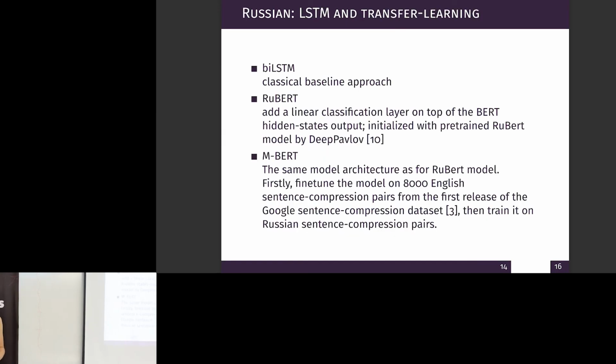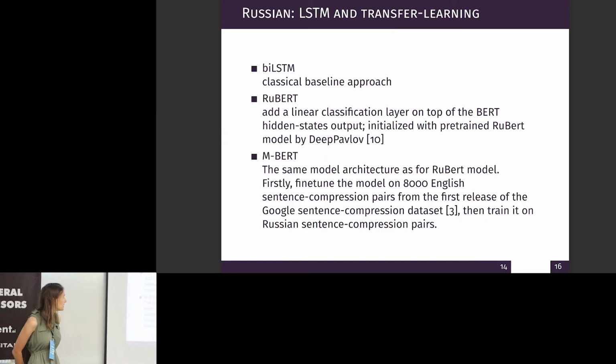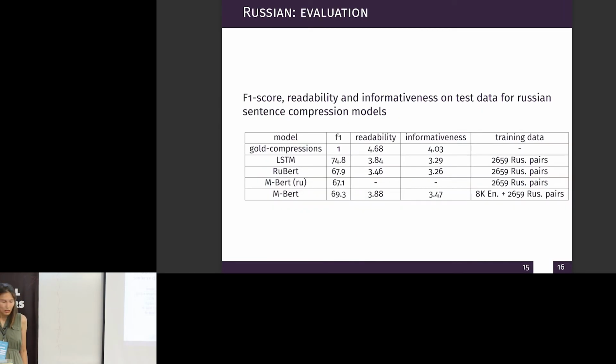So for Russian, that's my study. I have just created baselines which are bidirectional LSTM and fine-tuned Russian BERT and multilingual BERT models. And for the multilingual BERT model, I also tried transfer learning. That is, I trained it firstly on English sentence compression data and then fine-tuned on Russian sentence compression data. And you can see results here. They're not such high measures as for English, but the data is smaller.